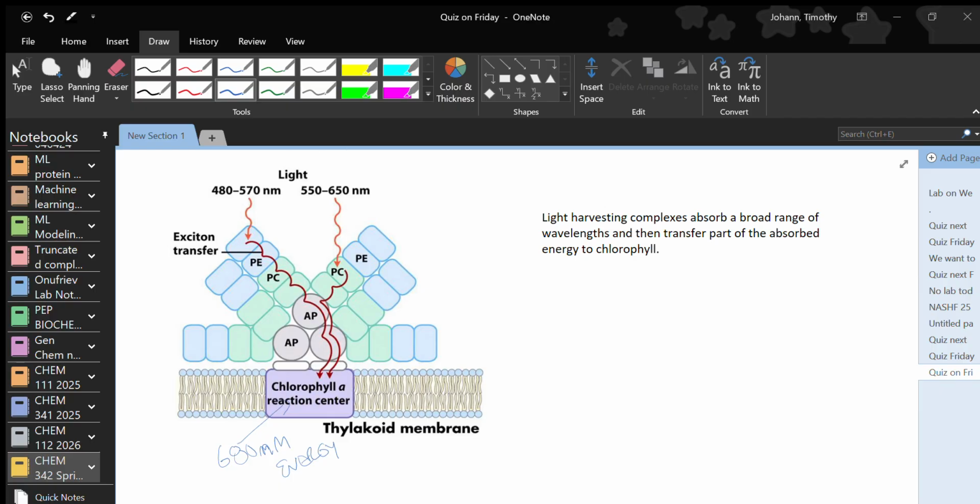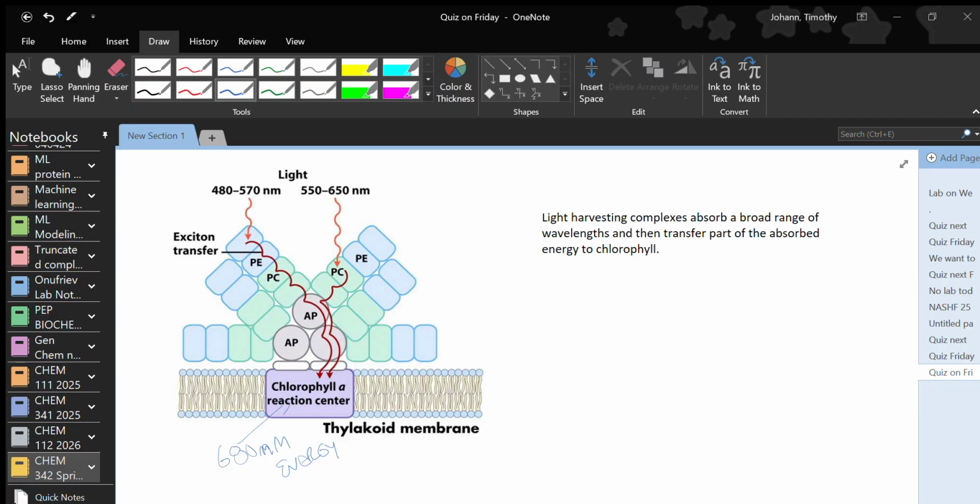So these are higher energy, and what happens is you have these steps where you end up with transfer of that energy from these higher energy packets to smaller ones. You're bleeding off energy as you come down until you get something that chlorophyll A will accept, which is that 680 nanometer wavelength packet of energy.